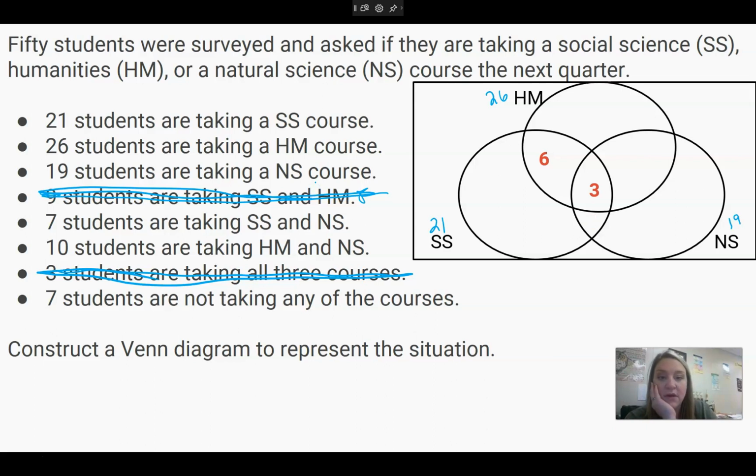All right. Next, we're going to do social science and natural science. So coming down here, 7 are taking both of those courses, but I already have 3 represented. So 7 minus 3 gives me 4. Okay, because this is social science and natural science, right? That's where those overlap. 3 plus 4 gives me 7. Now we're going to do, over here, I lied. We're going to do humanities and natural science. I have 10 total. I already have 3 in here, so that means I'm going to have 7 left.